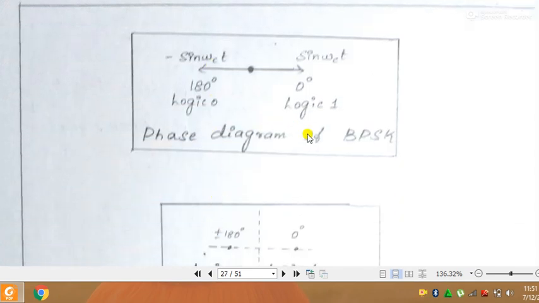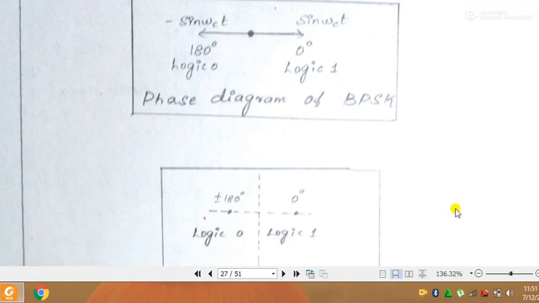This is the phasor diagram of the BPSK signal. So what is the amplitude variation in the phase shift keying signal? Here we have logic 0 and logic 1. Logic 1 is a 0 degree phase shift, logic 0 is a 180 degree phase shift. So it is sin omega c t, and this is minus sin omega c t.